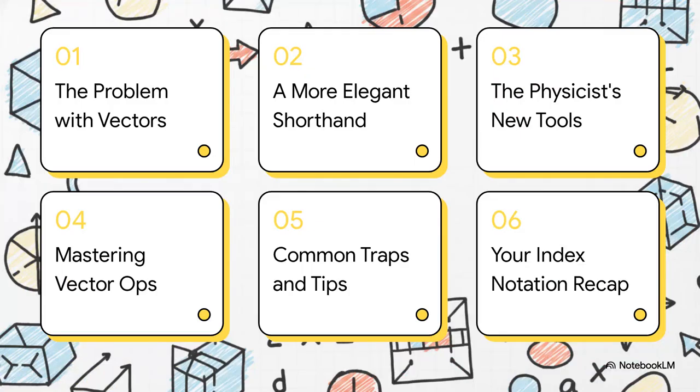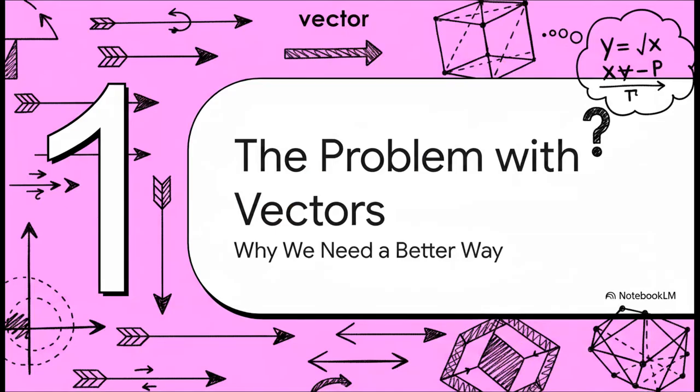So here's our game plan. We're going to see exactly why we need a new approach. Then we'll introduce the core shorthand that makes it all possible. We'll define the special tools that give it its power, and then we'll use all that to master vector operations. We'll even cover the common mistakes people make before we do a final recap. And trust me, by the end of this, you'll be able to prove that BACAB rule in just a few lines. It's pretty cool. Okay, so first up, let's really dig into the problem.